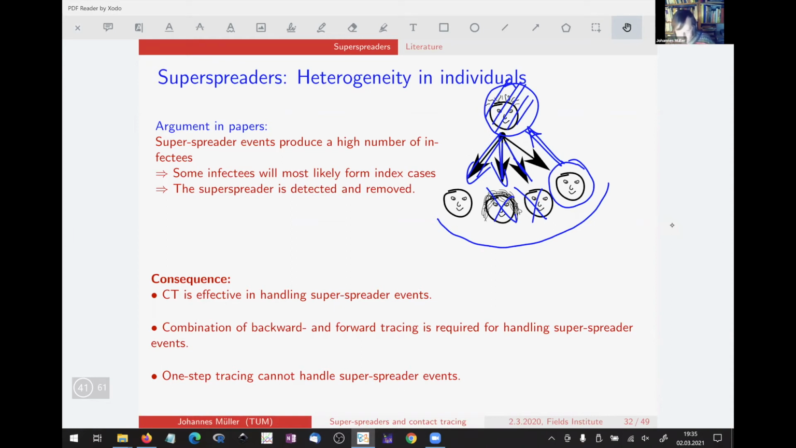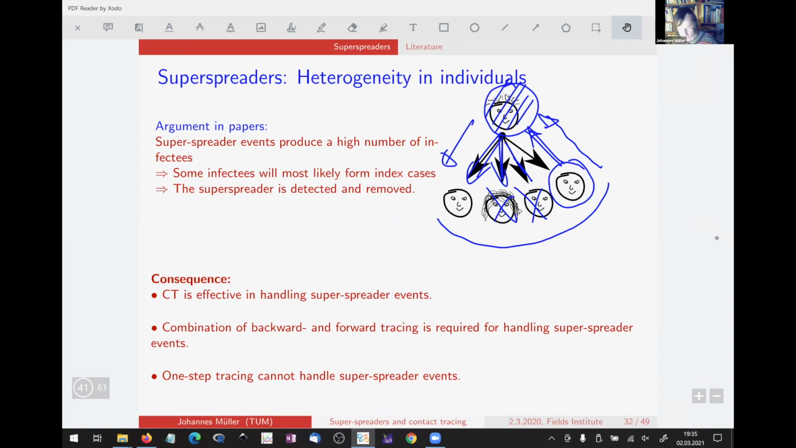The second thing is that we need a combination of backward and forward tracing to cover super spreader events efficiently. Only backward tracing or only forward tracing will not do that. Also, a few papers have appeared about COVID-19 that focus on that fact. But indeed, the literature is not really clear.